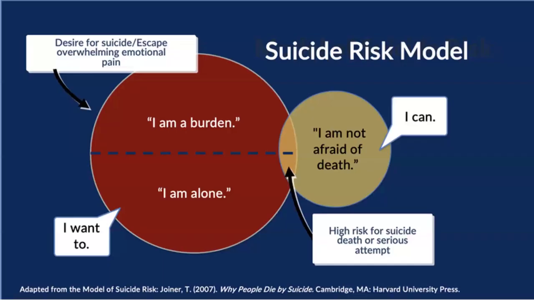Thomas Joiner, a clinical psychologist, conducted his own research on why people die by suicide. He found that among the many people who have considered, attempted, or died by suicide, there are three common factors that mark those most at risk of death: the feeling of being a burden on loved ones, the sense of isolation, and the learned ability to hurt oneself. The desire to escape overwhelming emotional pain combined with the lack of fear puts that individual at very high risk for suicide.